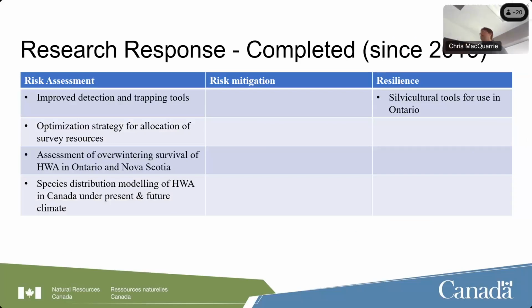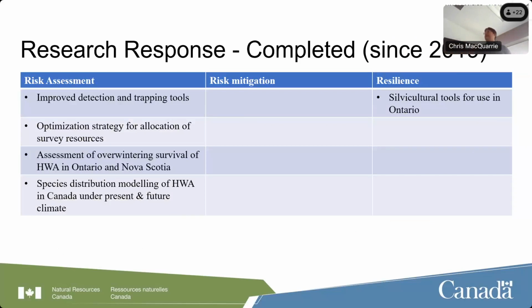Since about 2019, we've been looking at improving detection and trapping tools. This is some work that Victoria's been doing, and we worked with Dennis on some modeling stuff. That's the optimizing strategy for allocating resources between different agencies. We were looking at overwinter survival of the insect in Ontario, Nova Scotia. We didn't do that this winter because it would have been really boring. We did it last winter, and I'll show that in a bit.